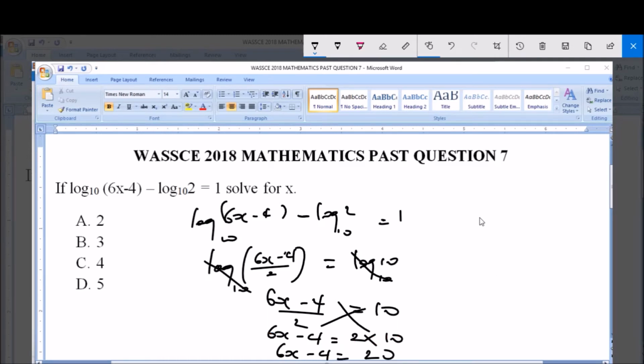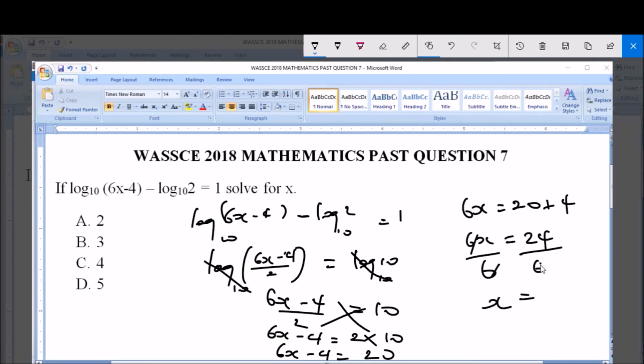From this we can now say that 6x is equal to 20 plus 4, that is taking this negative 4 to this side, it becomes positive 4. Now 6x is equal to 24. So dividing both sides by the coefficient of x, which is 6, we cancel 6, liberating x, then 6 in 24 will give us 4. So x is equal to 4, and that is option C.